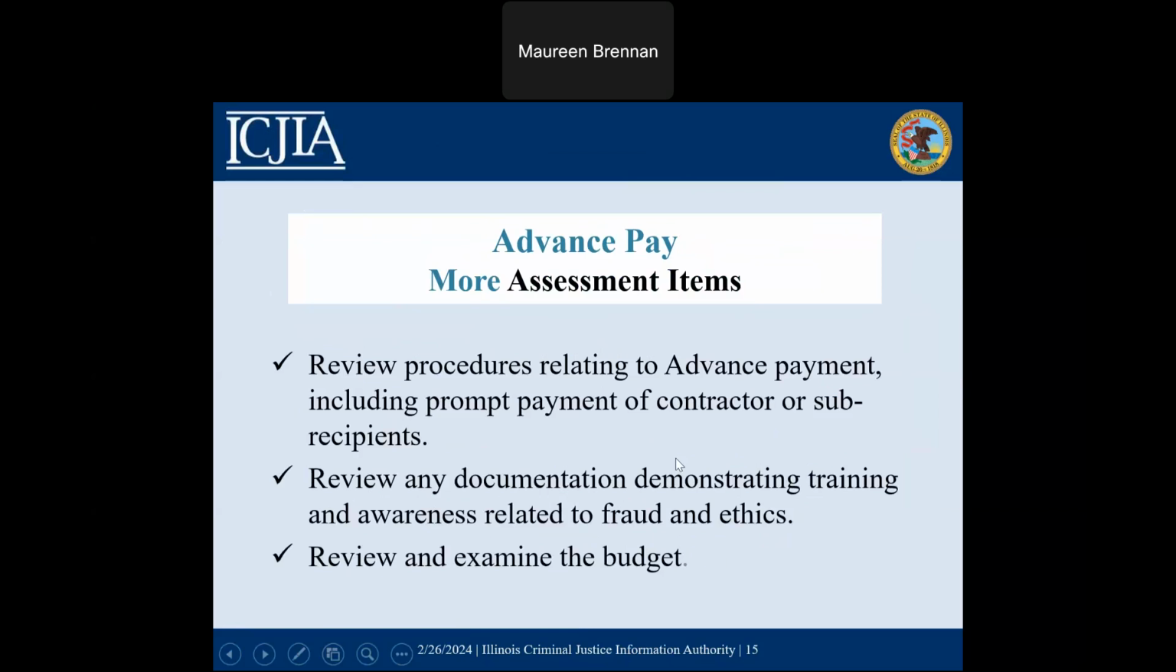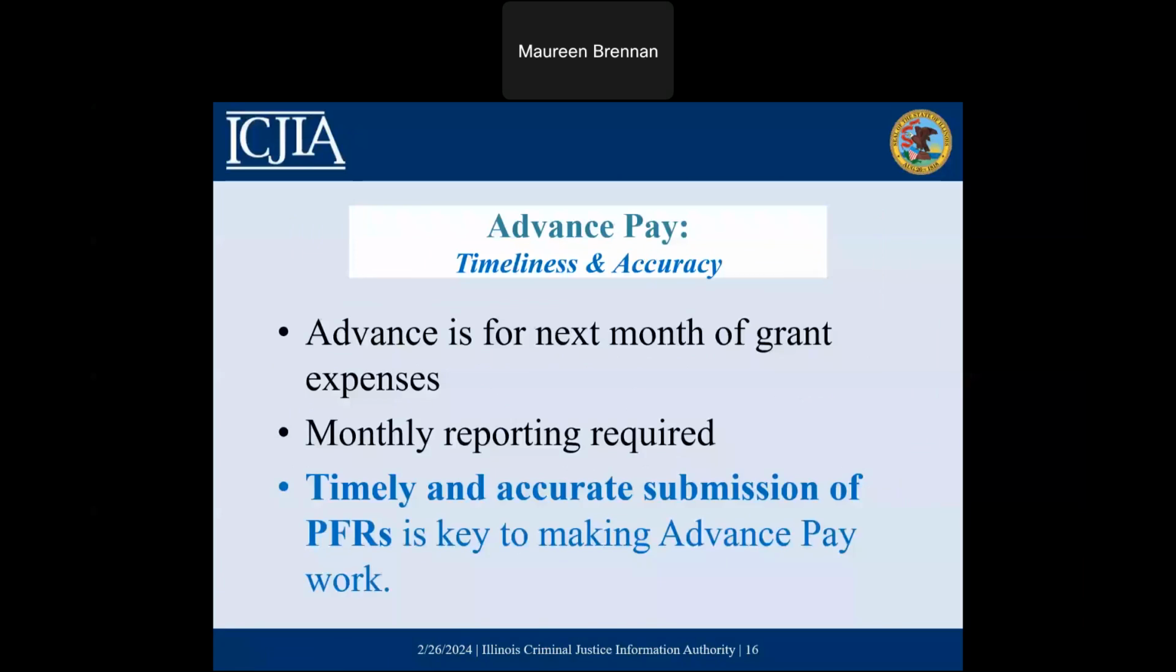Timeliness and accuracy are particularly important for the advance pay because it's set up to give you next month's expenses. And that's why we have to use a monthly reporting system. But if you are submitting your PFRs late, or if there are a lot of revisions or corrections that need to be made to your PFRs, that's going to add to the timeline, and then your final dispersal of those expenses for next month is going to be delayed. So timeliness and accurate submission of PFRs is the key to making the advance pay dispersal method work.